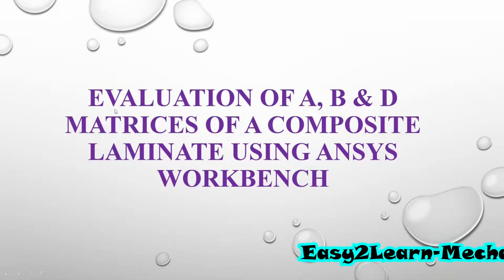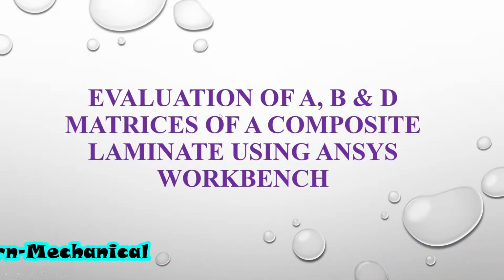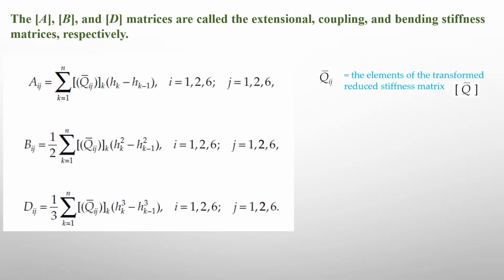Hi everyone. In this video, I am going to explain how to calculate the ABD matrices of a composite laminate using ANSYS Workbench. So basically, the ABD matrix is nothing but A, the extensional stiffness matrix, B, the coupling stiffness matrix, and D, the bending stiffness matrix. These are the formulas we can use to calculate the components of the ABD matrix.